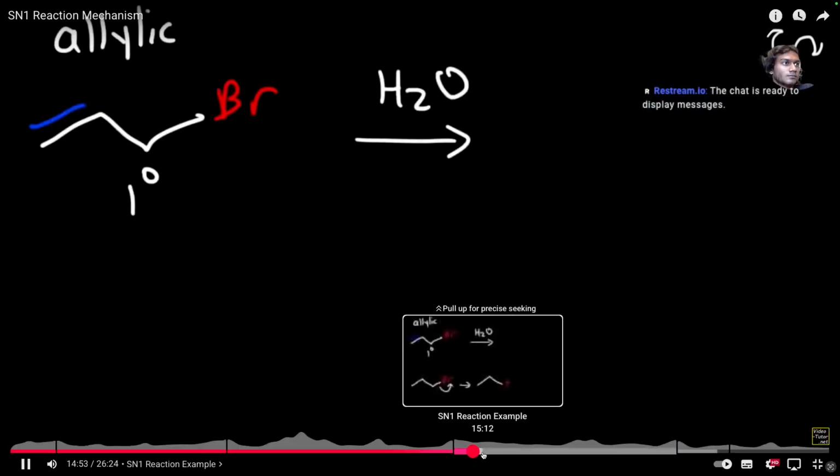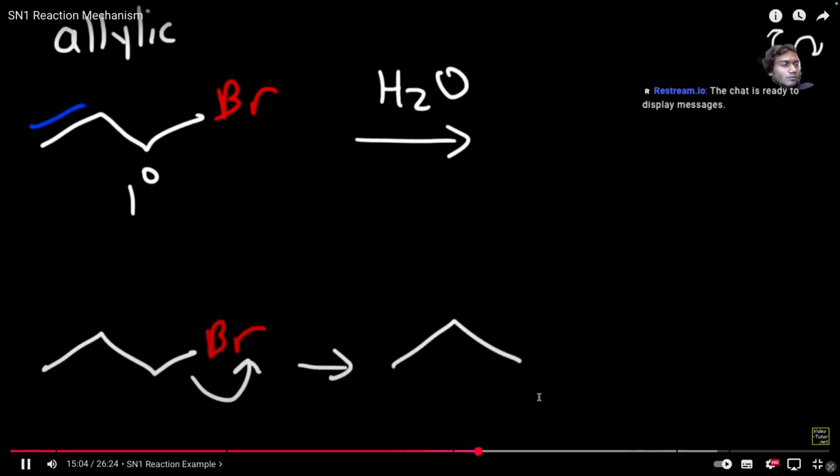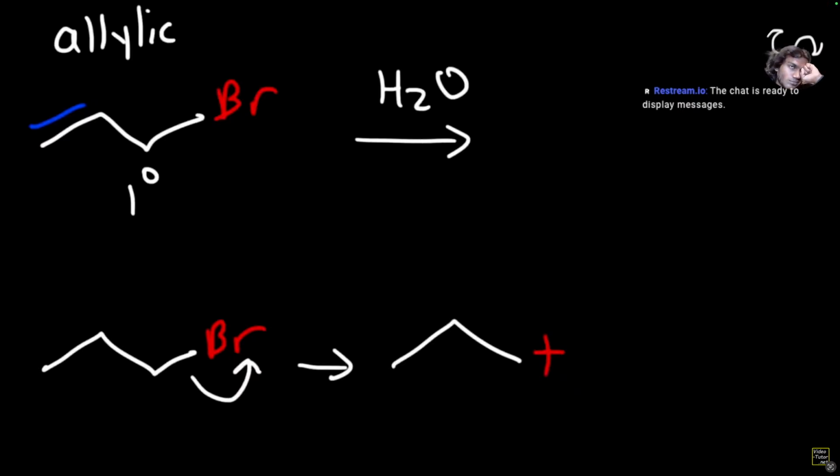The key is the stability of the carbocation. The reason why normal primary alkyl halides like this one don't work well with SN1 reactions is because it's extremely difficult to form a primary carbocation. Primary carbocations are not stable, and so that's why this doesn't work in an SN1 reaction.